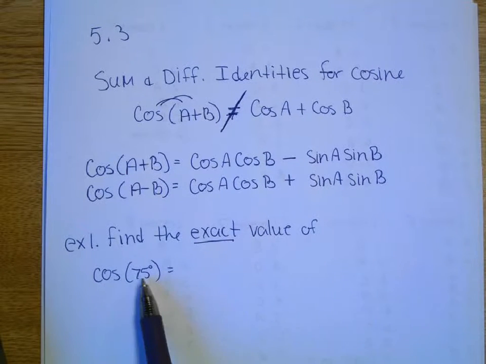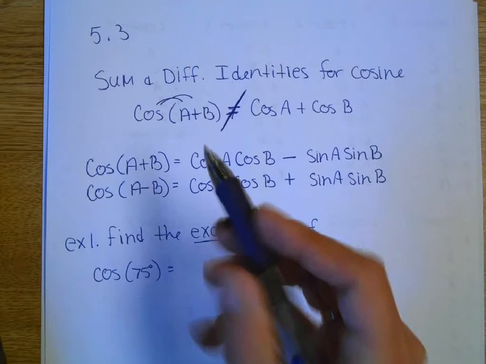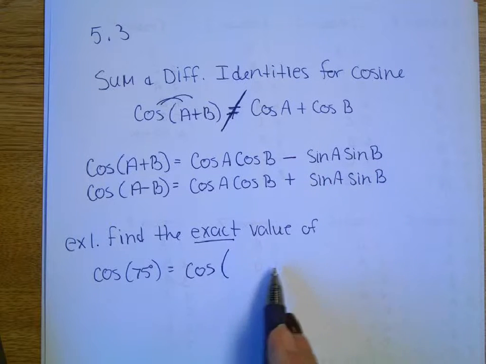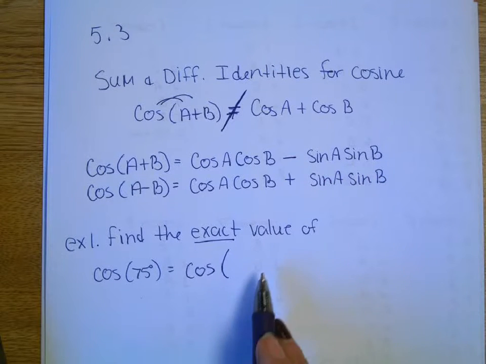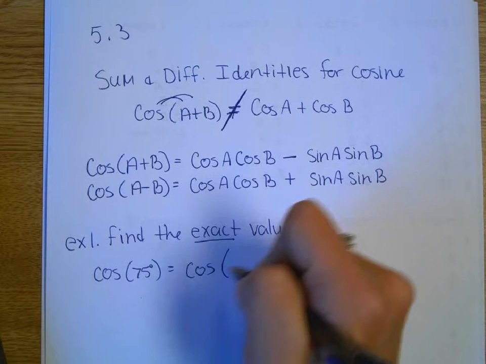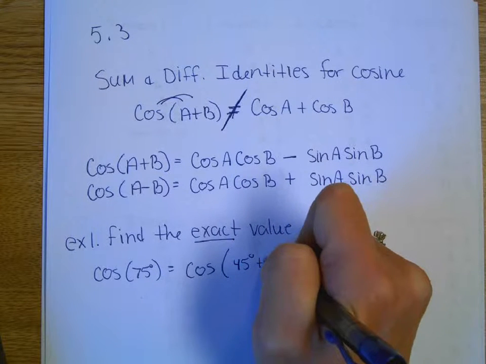Okay, cosine of 75 degrees. If you look on your green sheet, you won't find 75 degrees on there. But can I rewrite 75 as, let's say, the sum of two numbers that add up to 75 that are on that sheet? Like 30 and 45. I think it's perfectly legal to say that 75 is equal to 45 plus 30.